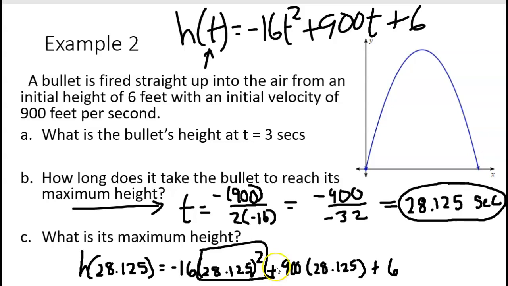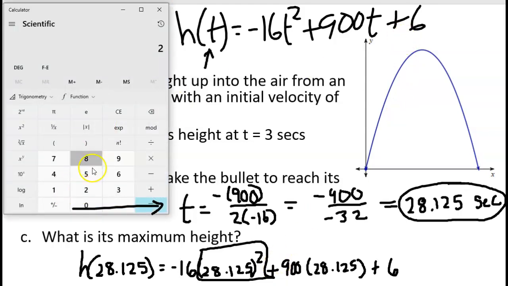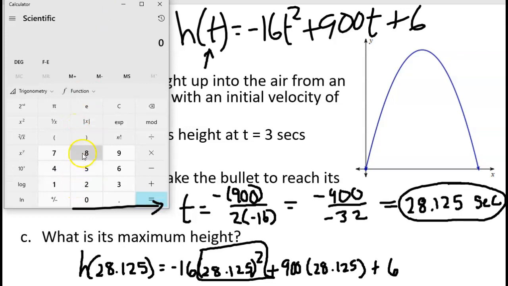So I have 28.125 squared. Oh, I didn't type it right again. 28.125 squared. All right, so there's that. Then we're going to multiply it by negative 16, so times 16. And so now I've got this.